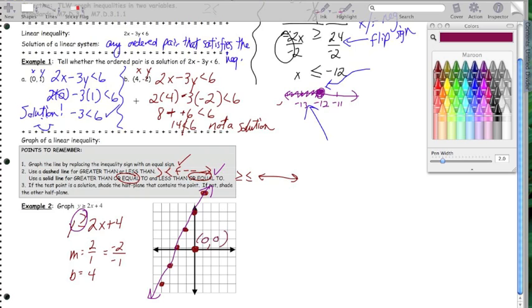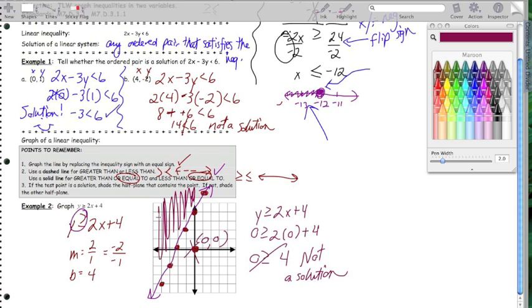So just like we did up here, I'm going to take my inequality, y greater than or equal to 2x plus 4, and I'm going to substitute 0 in for x and y. I get 0 is greater than or equal to 4. Is that true? No, it's not. So that means that the point 0, 0 is not a solution. So this is on the wrong side. That's not a solution, but that really tells us that every point on this other side is a solution. So we can shade all of this and we are done.